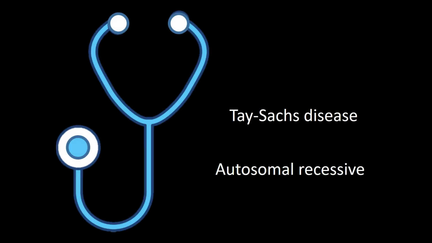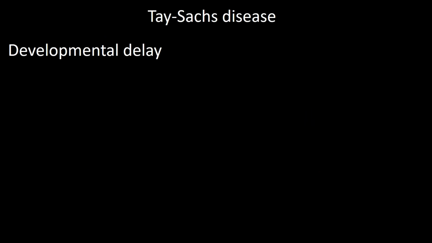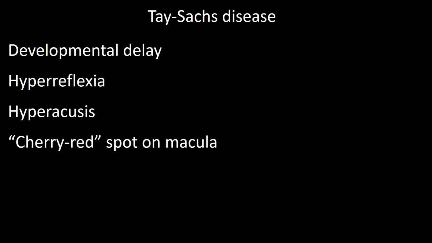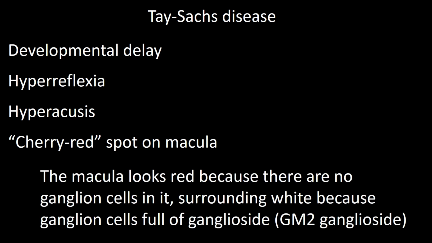Tay-Sachs disease due to beta-hexosaminidase deficiency is an autosomal recessive condition manifested by developmental delay, hyperreflexia, apparent hyperacusis, and cherry red spot. Remember, the macula looks red because there are no ganglion cells in it. The surrounding looks whitish because the ganglion cells are full of ganglioside. Tay-Sachs is restricted to families of Jewish descent.